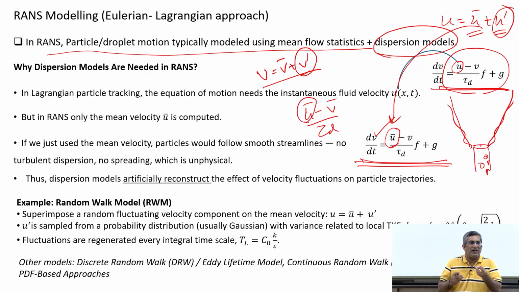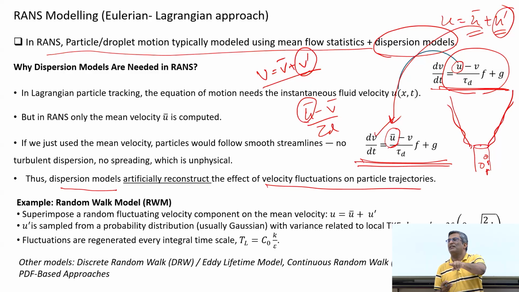Why? Because the particle will respond to the mean flow only, which is not physical. You can calculate, but it's not physical. So, to avoid this, the dispersion models are introduced, which basically artificially reconstruct the effective velocity fluctuations and their effect on the particle trajectory. Okay. So, now what are these dispersion models? One example is the random walk model.